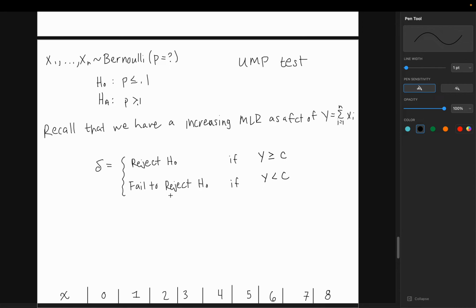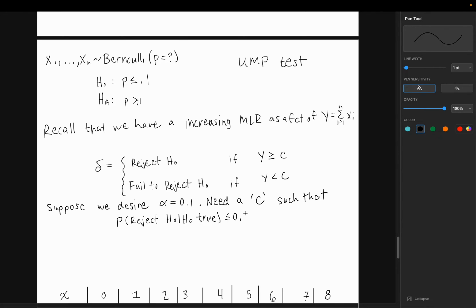But we still have to figure out what c is, and we want to pick c so it has a specific alpha level. So suppose we desire an alpha level of alpha equals 0.1. So we desire a test with a type 1 error rate no more than 0.1. So we need a c such that the probability we reject h naught given h naught is true is less than or equal to 0.1, which is the same as saying the probability that y is greater than or equal to c, given that our parameter is equal to 0.1, is less than or equal to 0.1. So we don't want it to be any larger than that.